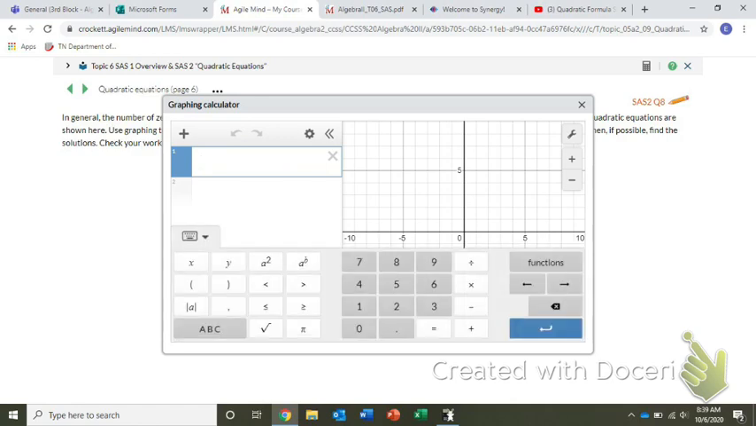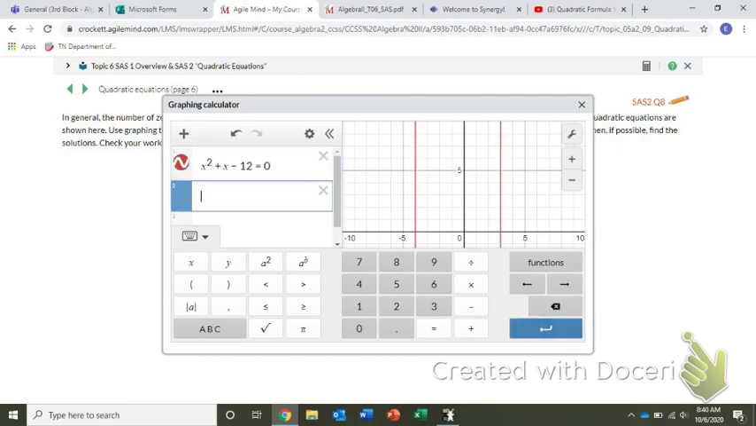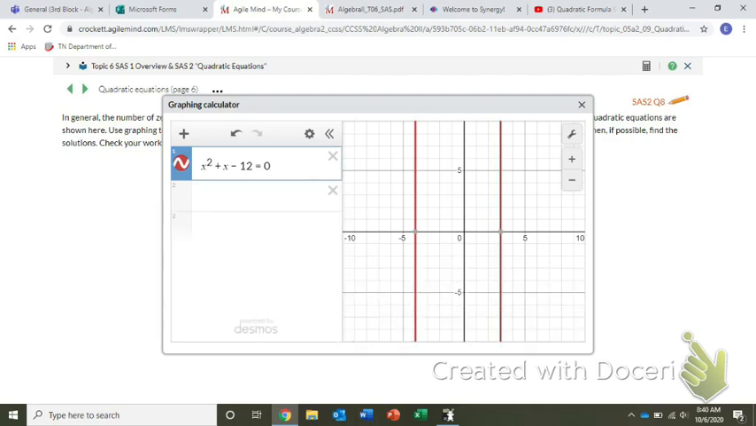Now, for number 8, here's our thing. We are typing in x squared plus x minus 12 equals 0. Now, you bring it back down by clicking the hide keyboard, and we need to zoom out because we cannot see our graph.